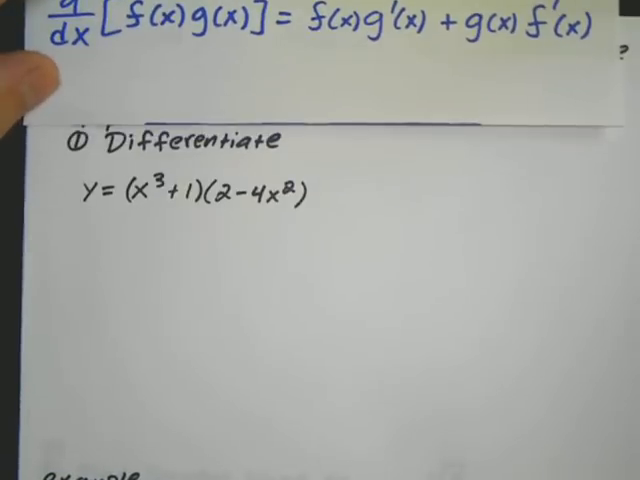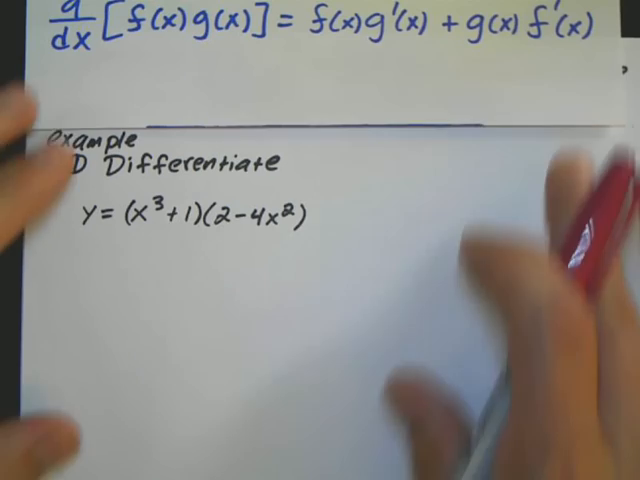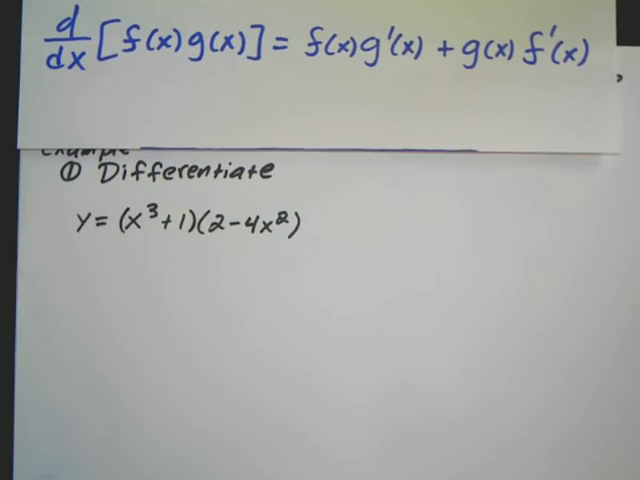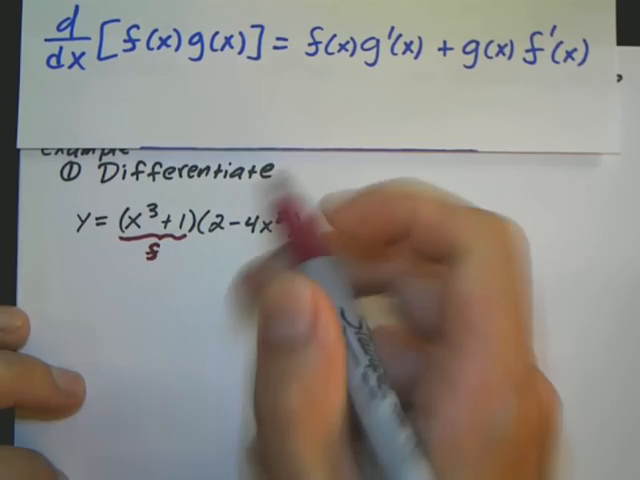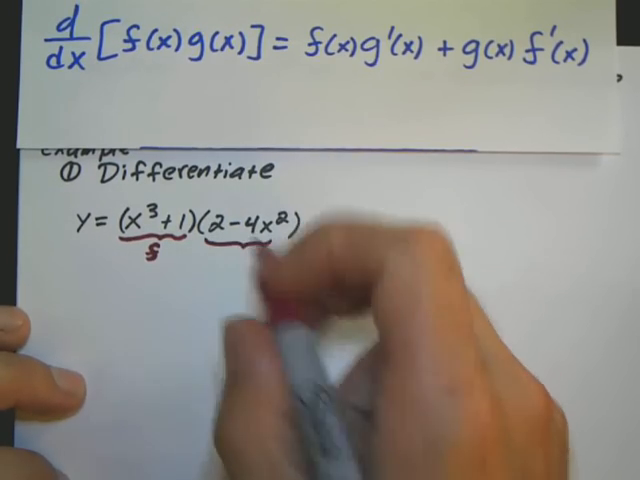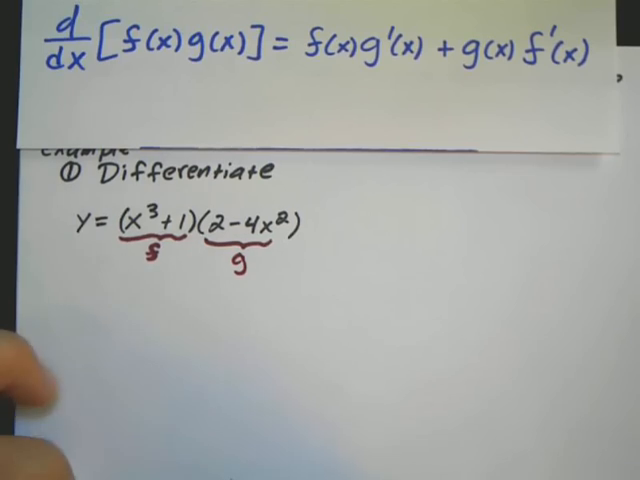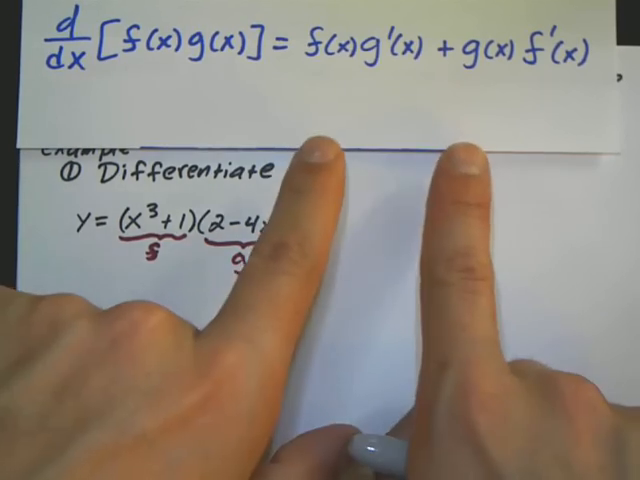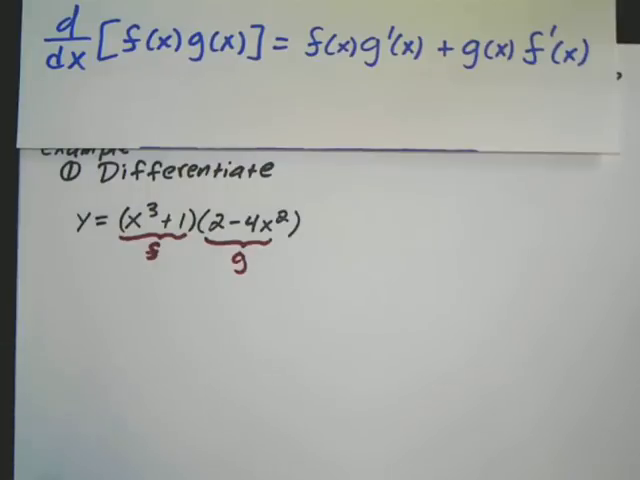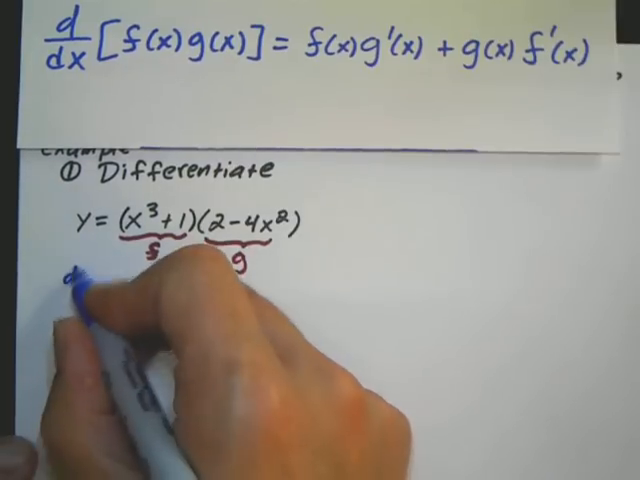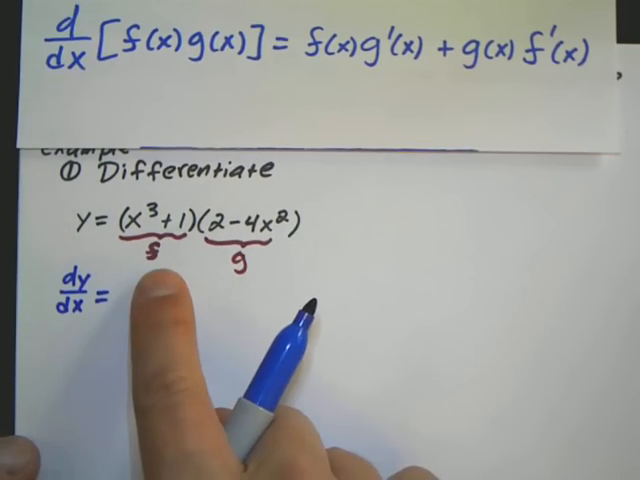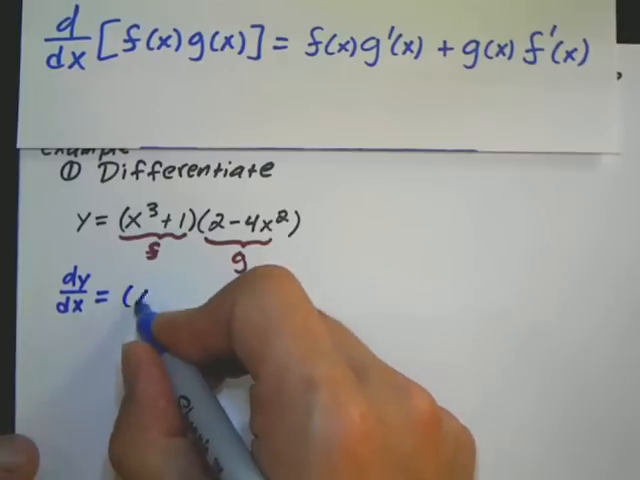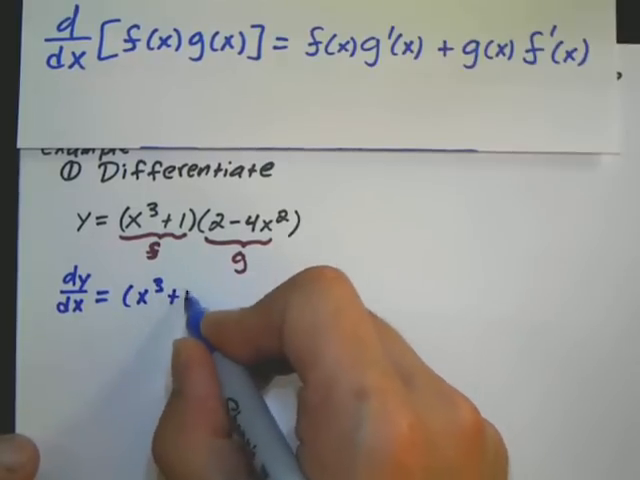First example says to differentiate this expression. Now, what I mean by the first and second function, I can think of this as the f function and this over here as the g function. Because then when I go to find my derivative, I can just use the pattern, the rule of the product rule. So the derivative with respect to x, so dy/dx, is going to equal, the rule says keep f the same, so I'm just going to write this as x to the third plus 1.